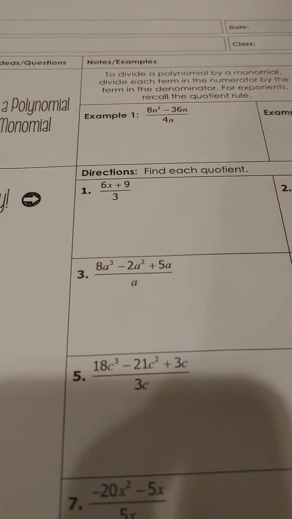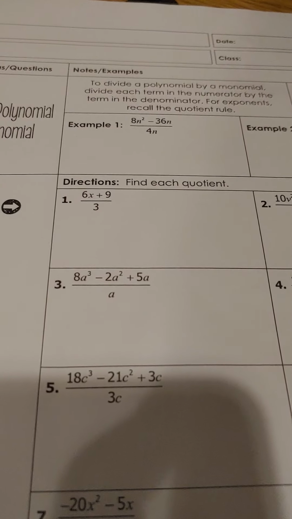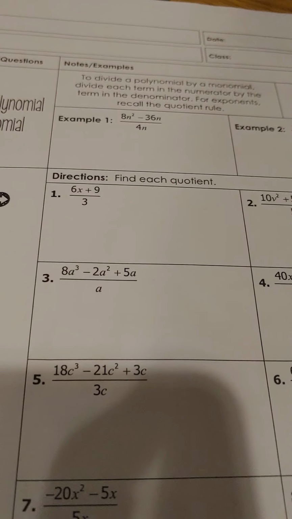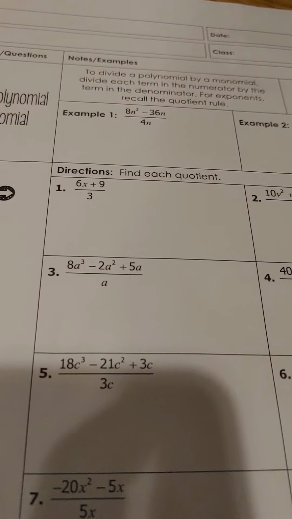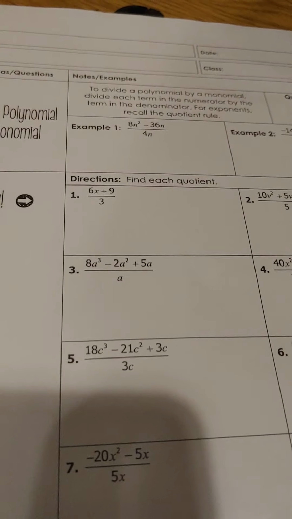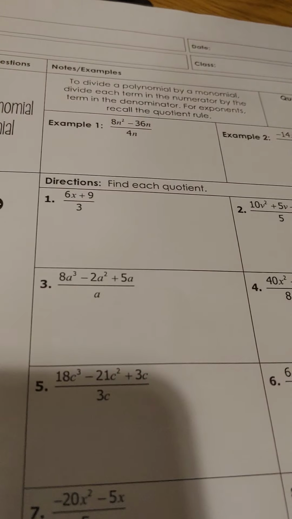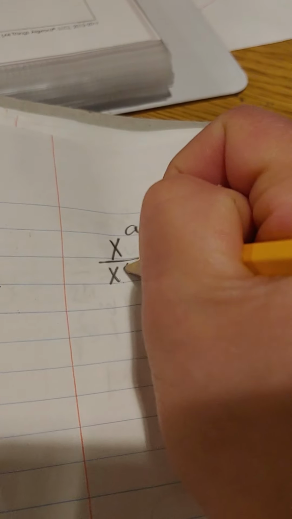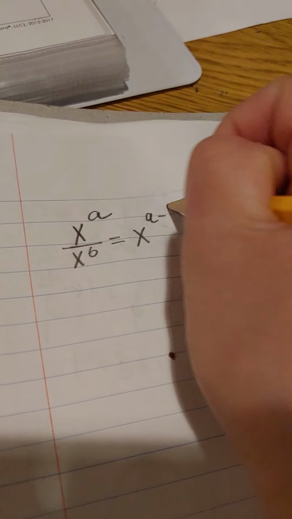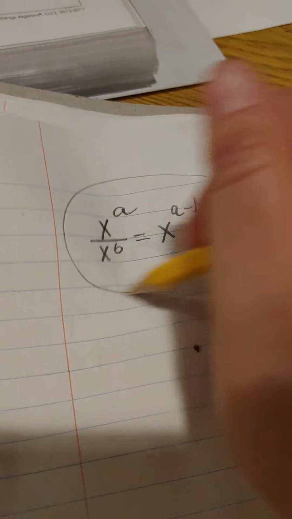To divide a polynomial by a monomial, divide each term in the numerator by the term in the denominator. For exponents, recall the quotient rule. Everyone should remember our quotient rule. For example, if we have x to the power a and x to the power b, the result will be x to the power a minus b. So this is my quotient rule.